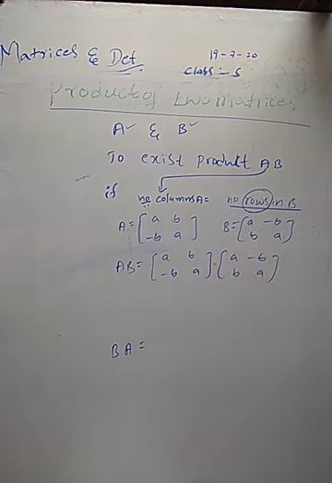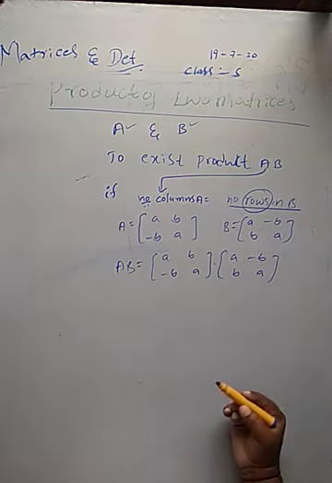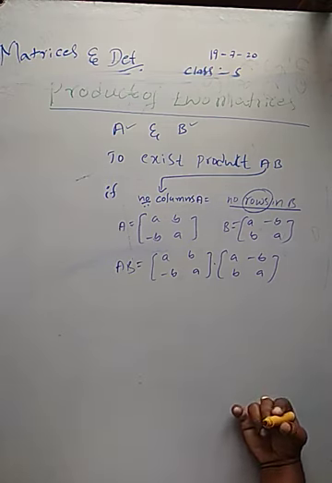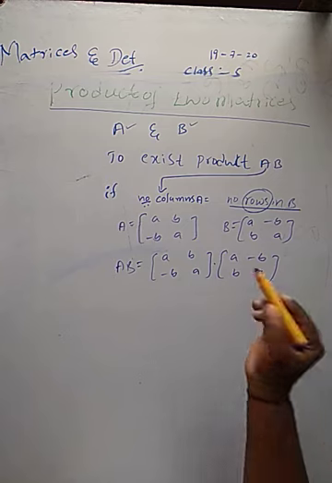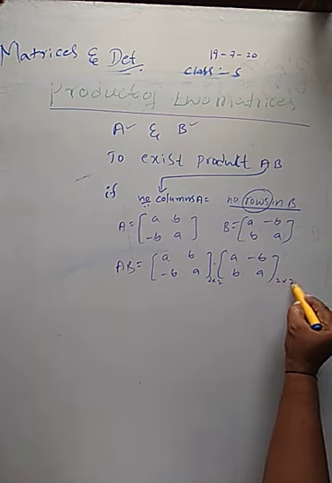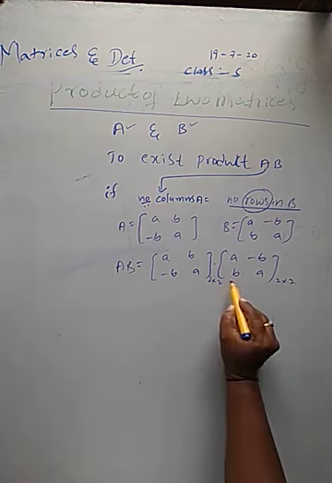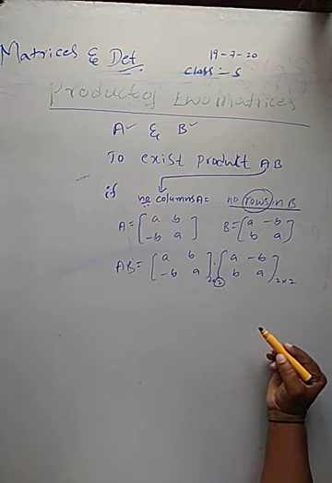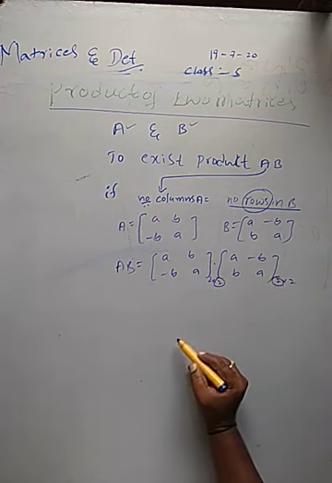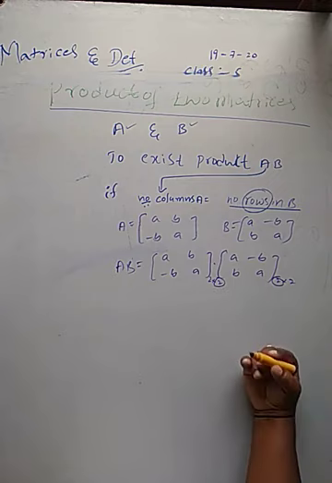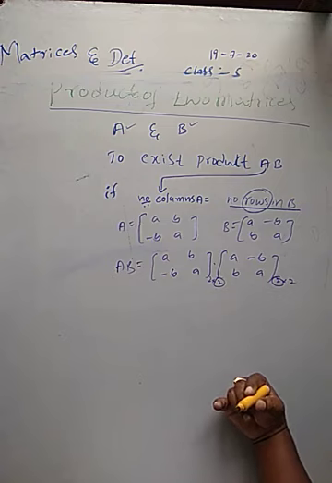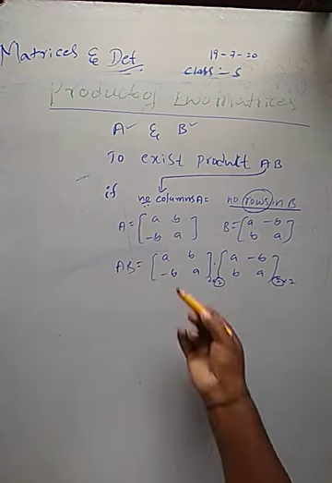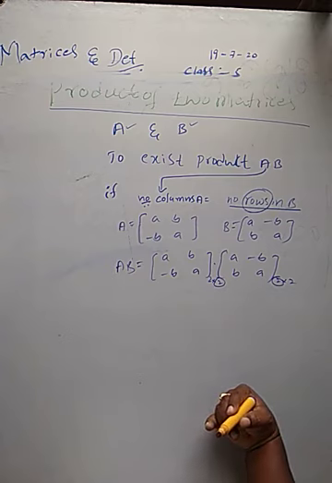What is the symbol? Into. Listen carefully, especially below average students. Please, please, please. Multiplication is started after confirmation. Confirmation means what we have to check in this matrix? Columns. What we have to check in this matrix? Rows. What about the number of columns in matrix A and the number of rows in matrix B? They are equal. Hence, it is confirmed. What we have confirmed? AB existence is confirmed.